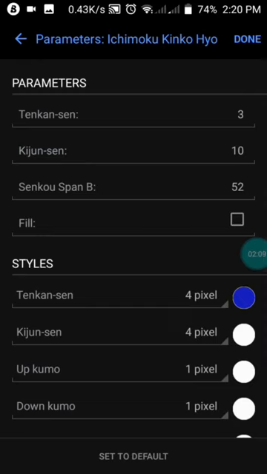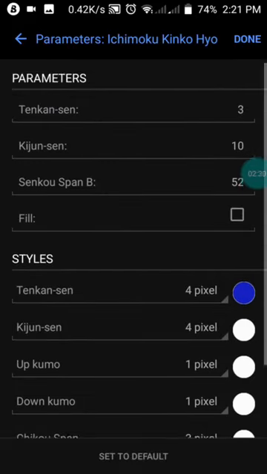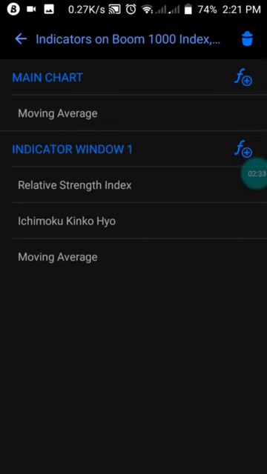We have the first one to be 3, the second Ichimoku to be 10, and our span B to be 52. There's no need for you to fill anything, and we are only using our first style, which is this one, to be in blue color. So you can press on done. The other style is going to be in white color, which is the background of your chart. So if you are using black charts, you can change that to black color.